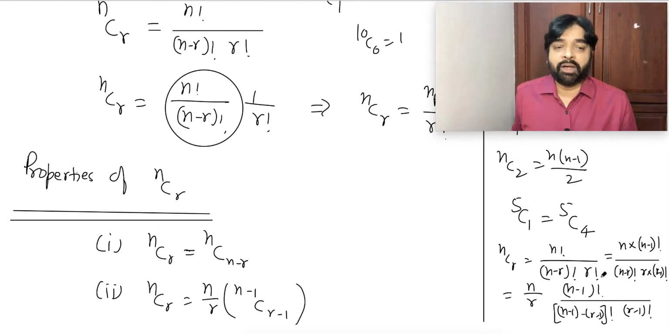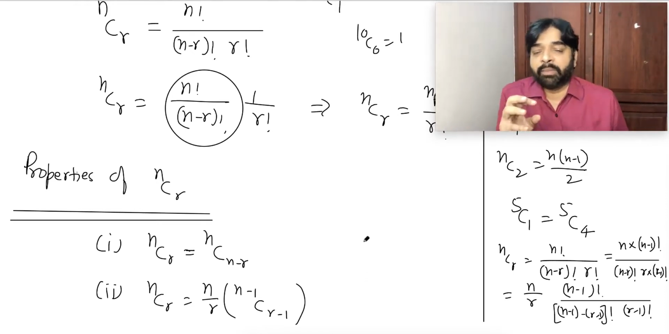But now what is this? This is n minus 1 C r minus 1. This value is nothing but n minus 1 C r minus 1. So that is what used to come. So NCR is always equal to n by r into n minus 1 C r minus 1.